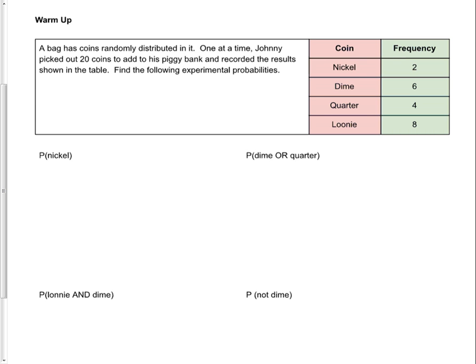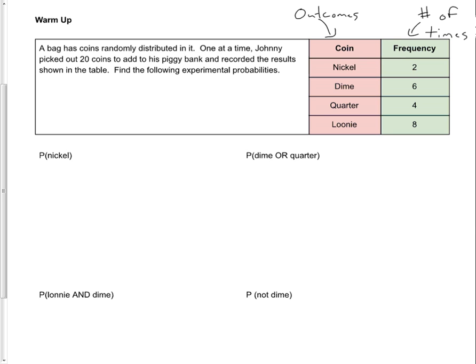So we notice here in our table we've got the coins. These are the possible results that you would get if you're pulling coins out of a bag. These are possible outcomes that you could actually end up with if you're pulling out a coin. You can either pull out a nickel, a dime, a quarter, or a loonie. Those are your options. The frequency is the number of times that you pull out that particular type of coin, the number of times that you get that particular result.